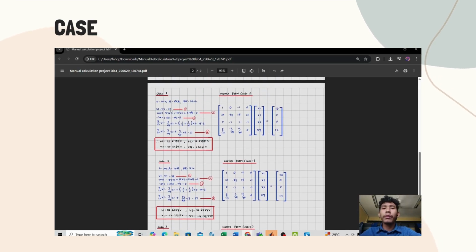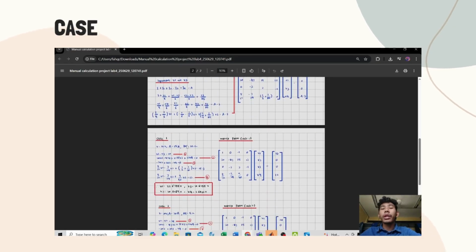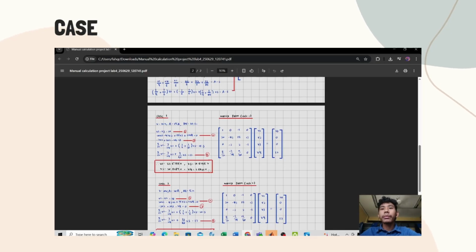So let's take a look at our first case. For the first case, we are using voltage equals 10 volt, current 15 amp, and R5 equals 10 ohms. So we can substitute all the values into our matrix form, and then we can use the calculator to calculate the matrix. Over here, we get the voltage at node V1 equals 31.6755 volt, at V2 equals 20.8289 volt, at V3 equals 21.6755 volt, and at V4 equals 1.6431 volt.